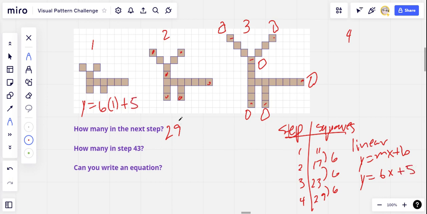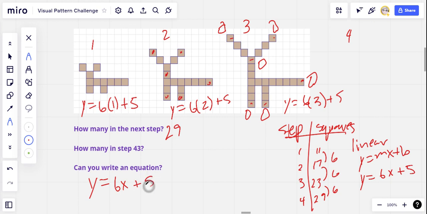Now I think that's the equation, but let's test it with the next step. y equals 6 times step 2 plus 5. 12 plus 5 is 17. Yeah, that's how many we got in 2. Let's try step 3. y equals 6 times 3 plus 5. 6 times 3 is 18, plus 5 is 23. Yeah, all right, so this looks like it's working. So I'm pretty confident we've got the right equation. y equals 6x plus 5.